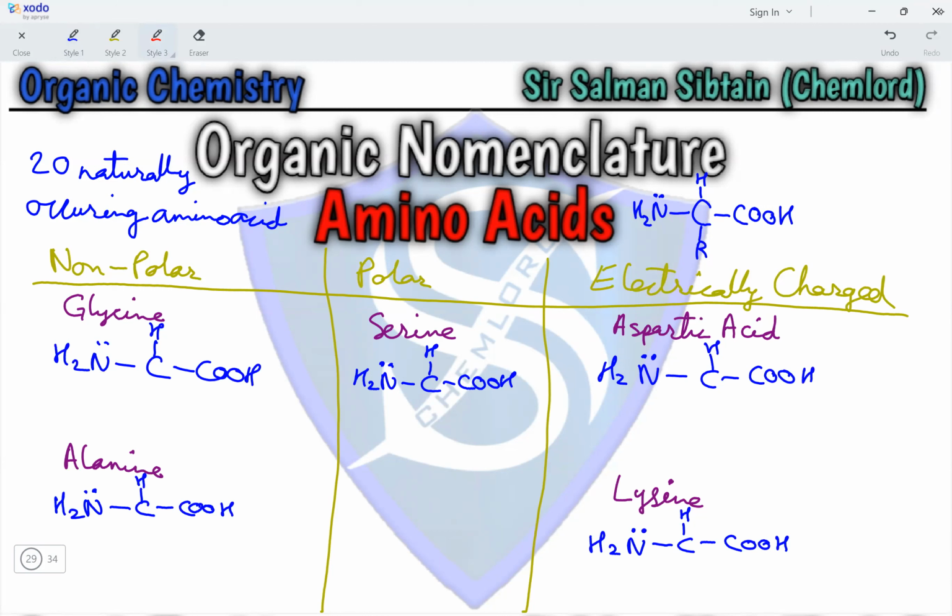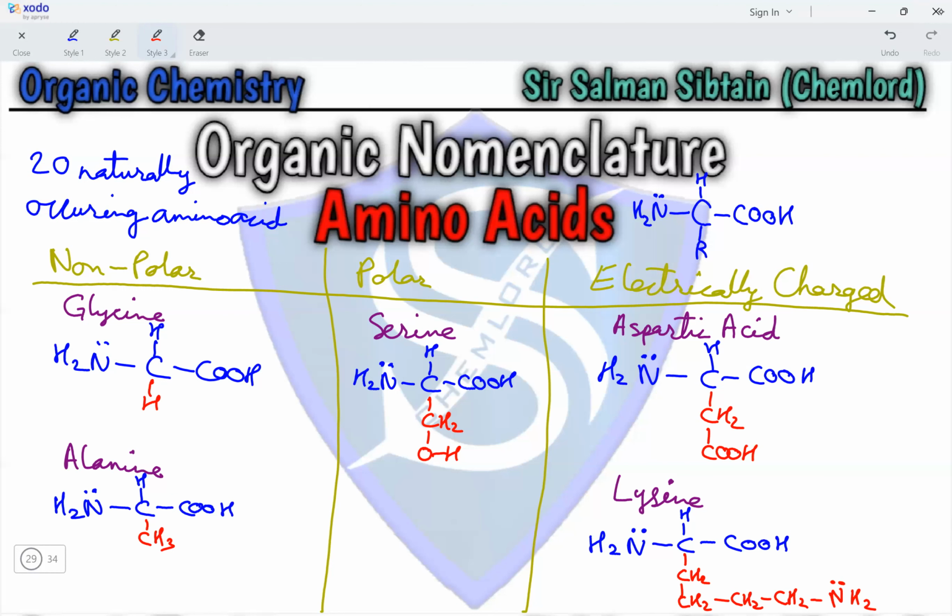So for glycine, the R group is a hydrogen atom. For alanine, the R group is a CH3 group. For serine, the R group is CH2OH. For aspartic acid, the R group is CH2COOH. And for lysine, the R group contains CH2, CH2, CH2, CH2, and then NH2. It has got an NH2 group in the R group.